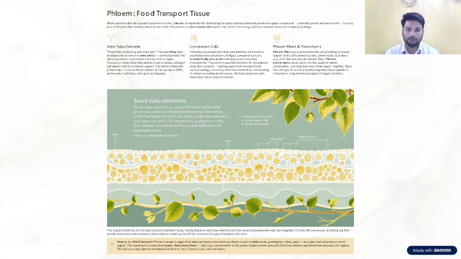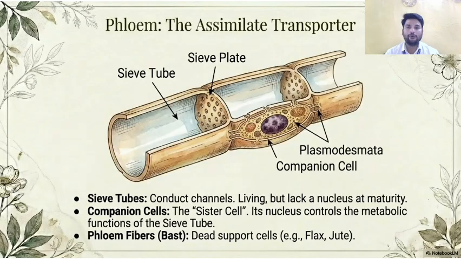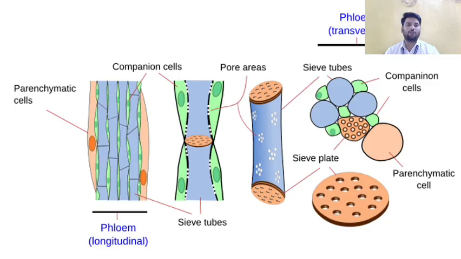Phloem, the assimilate transport. Actually, this is a Zomato carrier. They transport food from where it is made and deliver it where the food cannot be manufactured. The diagram itself represents a sieve conducting channel, living but lacking the nucleus at maturity. A companion cell, also known as a sister cell, has a nucleus that controls the metabolic activity of the sieve tube. And the phloem fiber, also known as bast, consists of dead cells which support the phloem structure.